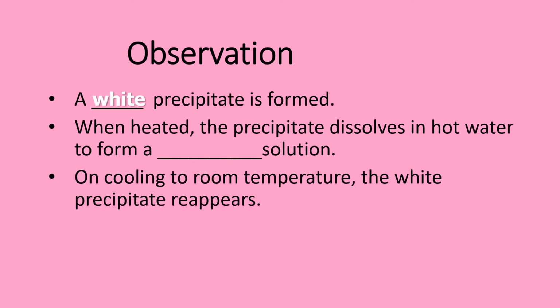Observation: a white precipitate is formed when heated. The precipitate dissolves in hot water to form a colorless solution. Lebih kurang macam yang kuning kan, tapi kali ni dia white. But dia lead chloride. Yang kuning tu lead iodide. On cooling to room temperature, the white precipitate reappears. Kenapa namanya reappear? Sebab mula-mula ada, lepas tu tak ada, lepas tu ada balik. That's why we call it reappear.